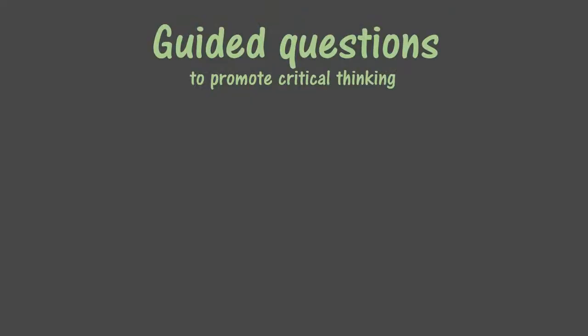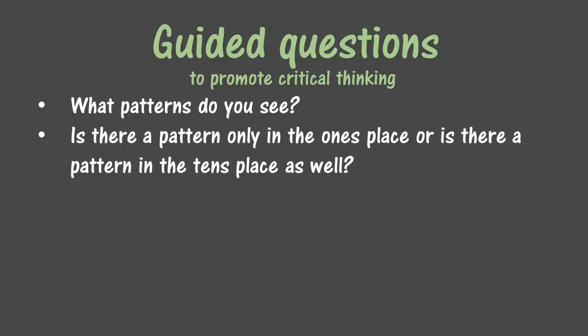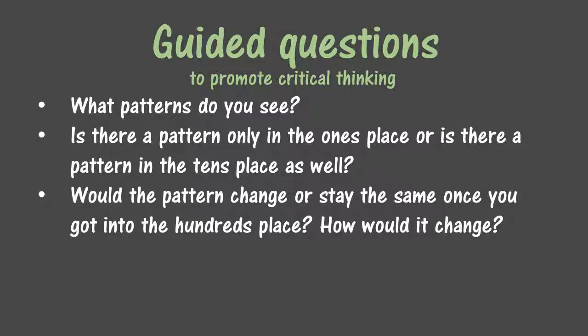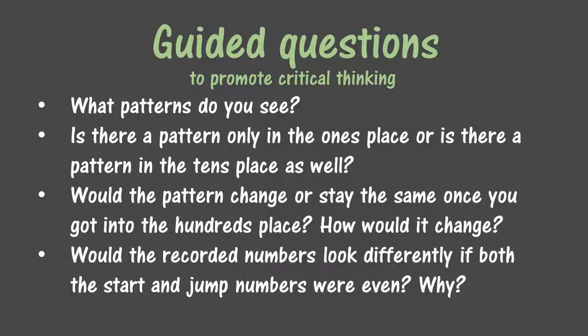Some guided questions to promote critical thinking are: what patterns did you see? Is there a pattern only in the ones place, or is there a pattern in the tens place as well? Do they notice anything with the numbers? Would the pattern change or stay the same once you got into the hundreds place? How would it change? Getting a number chart that goes past 100, from 100 to 200, would help this activity. And would the recorded numbers look different if both the start and jump numbers were even, and why?